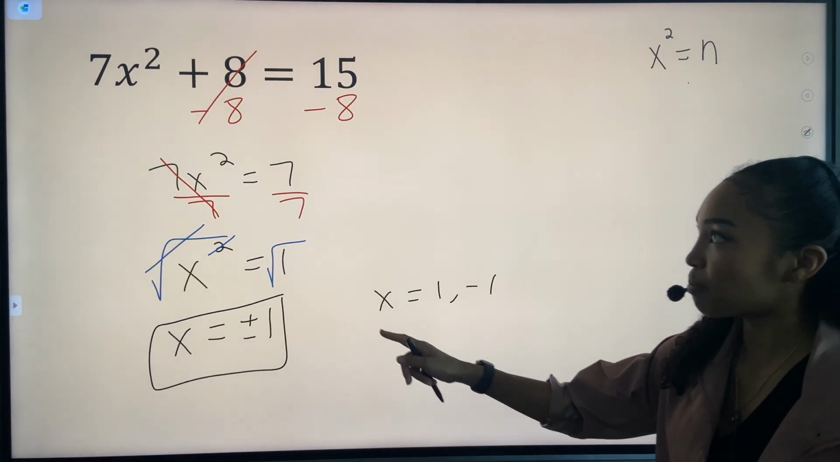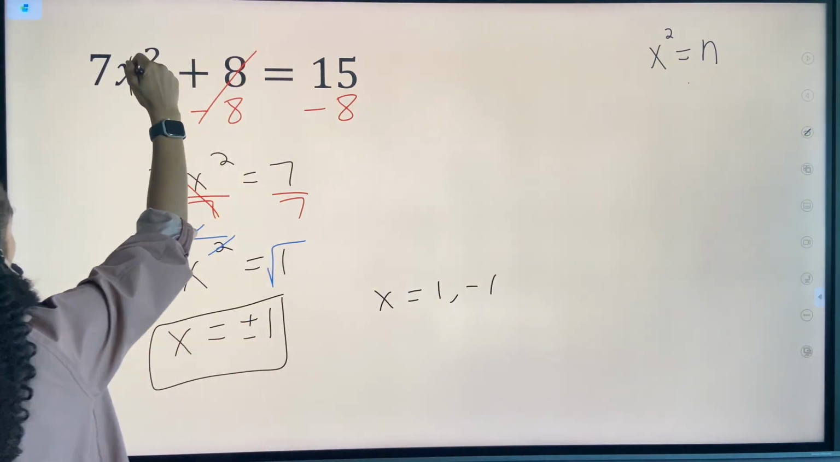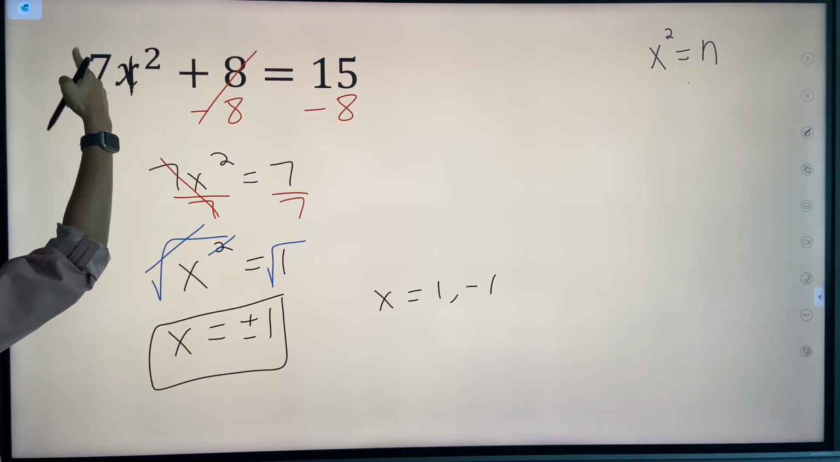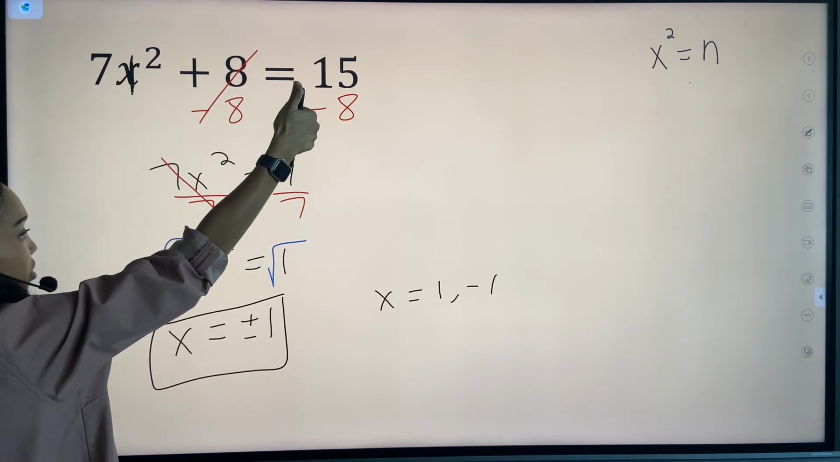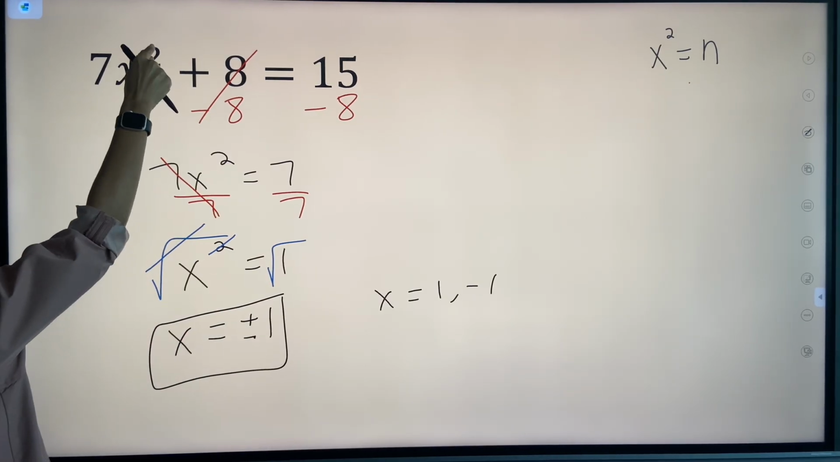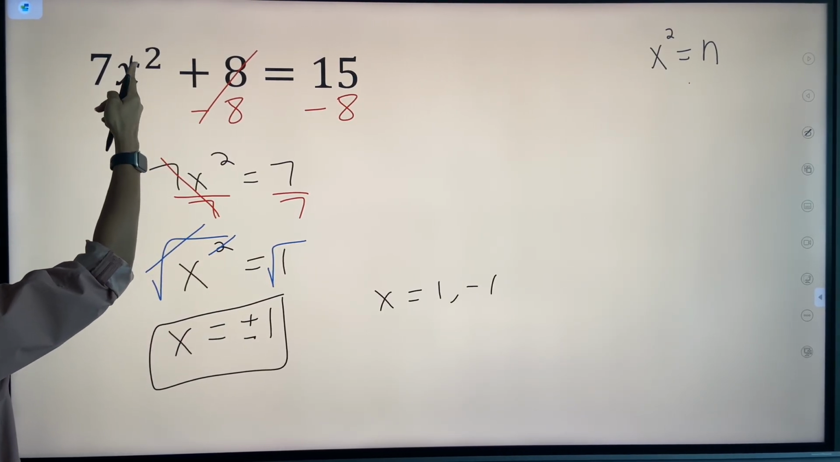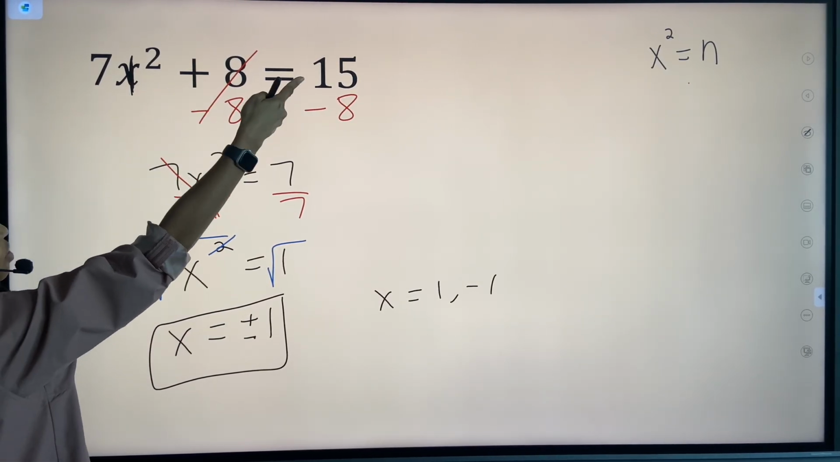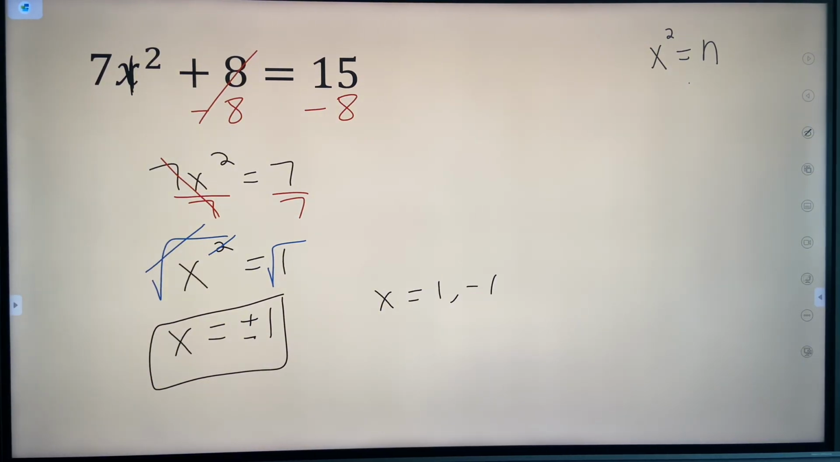Okay, you could always plug it back in to check. 1 squared is 1 times 7 is 7 plus 8 is 15. That works. -1. -1 squared is a +1 times 7 is 7 plus 8 is 15. So they both work when you plug it back in. Let's try another one.